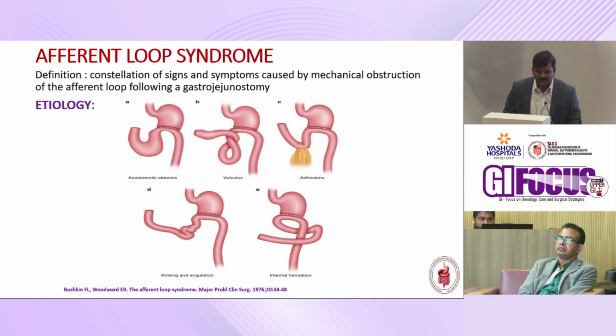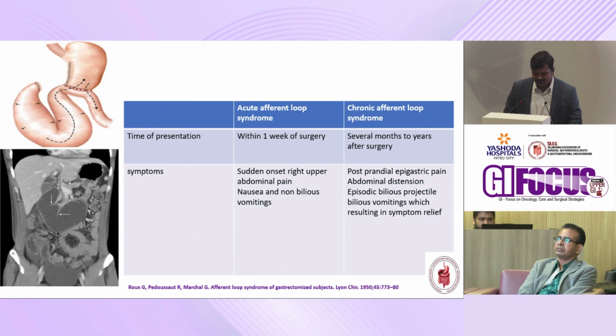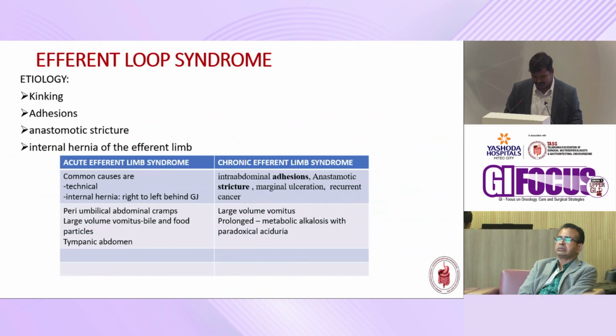Next is afferent loop syndrome. Afferent loop syndrome is most commonly caused by anastomotic stenosis at the GJ site, or volvulus, or adhesions, or kink angulation, or internal herniation. So it can be acute or chronic. Acute onset usually has sudden onset of right upper abdominal pain, nausea and vomiting, and chronic will have postprandial epigastric pain with distension, and episodic bilious projectile vomiting will result in symptom relief.